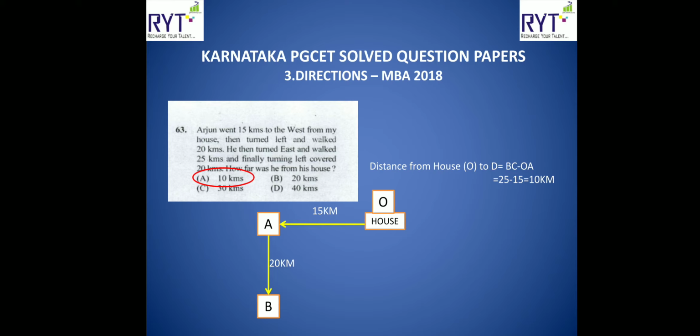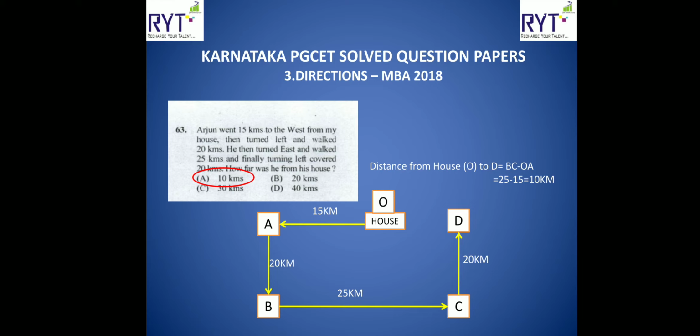He then turned east. From B he turns towards east and walks 25 kilometers. And finally turning left, from C he again turned left and walks 20 kilometers. How far was he from his house?